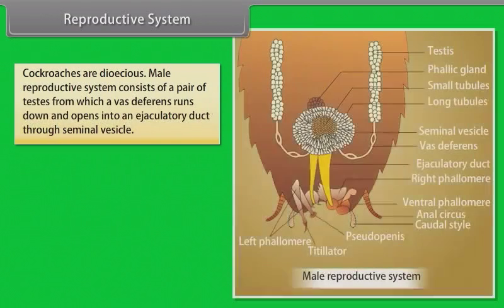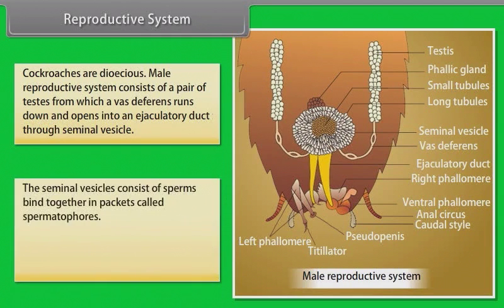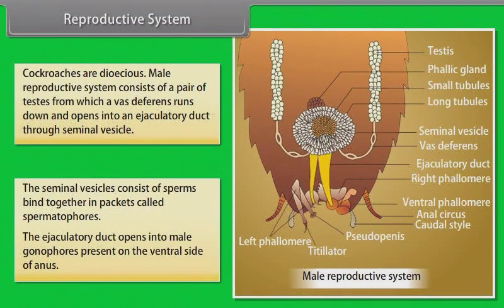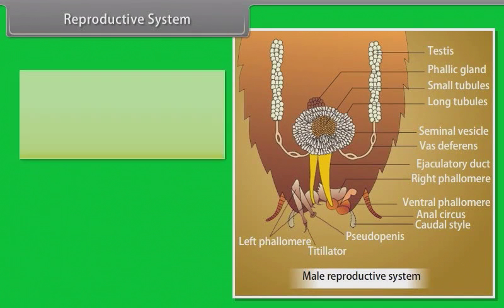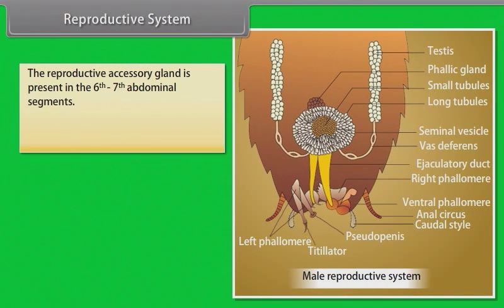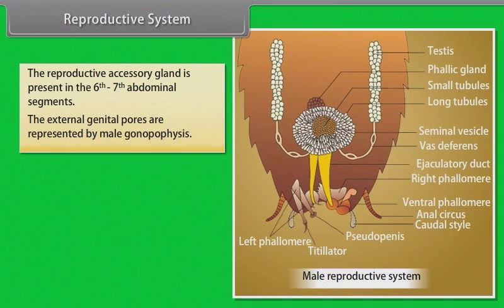Reproductive system. Cockroaches are dioecious. The male reproductive system consists of a pair of testes from which a vas deferens runs down and opens into an ejaculatory duct through the seminal vesicle. These seminal vesicles store sperms bound together in packets called spermatophores. The ejaculatory duct opens into the male gonopore on the ventral side of the anus. The accessory reproductive gland is present in the 6th and 7th abdominal segments. The external genital pores are represented by the male gonapophysis.